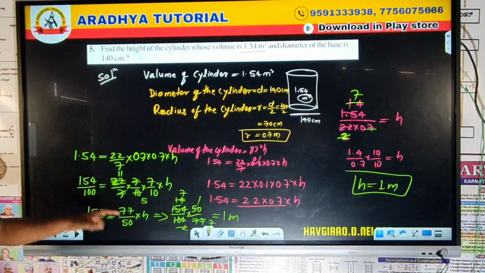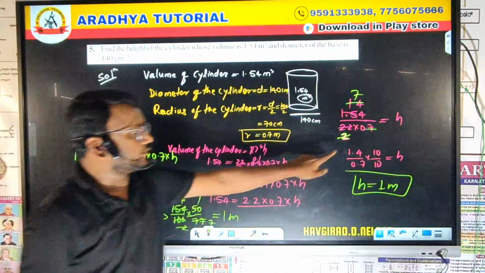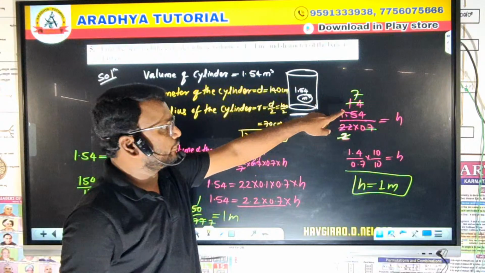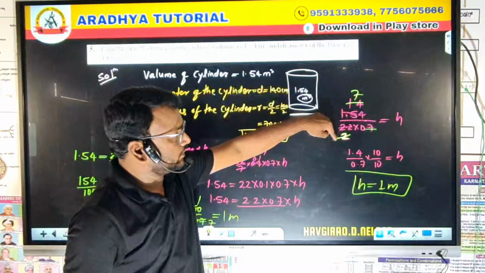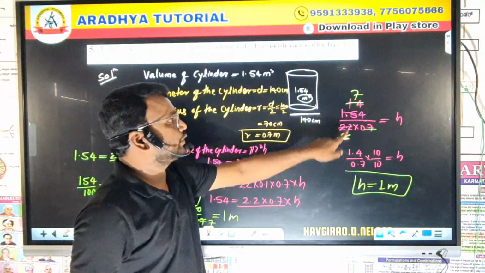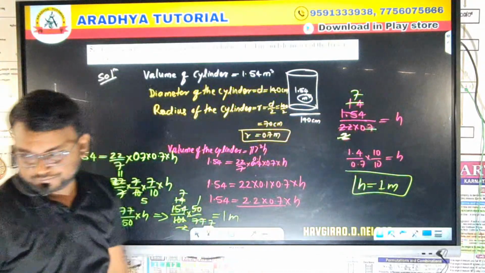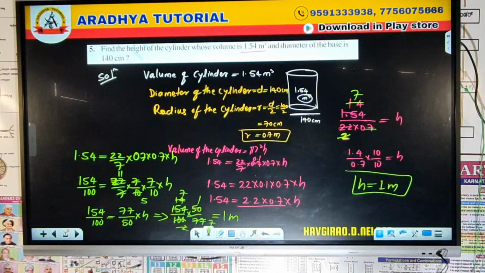Yes, fifth question answer is 1 meter. We did it wrong here. 11 2s are 22, 11 14s we took, but afterwards we can't divide this one. That's why here 2 1s are 2, 7 2s are 14. 7 7 get cancelled, remains 1. Now next question.